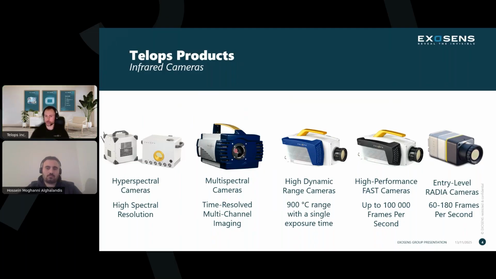Then we have our high performance fast cameras, of course. These are cameras for high speed imaging. And if we window down, we can get up to 100,000 frames per second with our fastest camera. And then we have these new entry level Radia cameras, which we'll also talk about today. These are smaller, more compact, low SWaP (size, weight, and power) cameras that we think could fit very well into this realm.